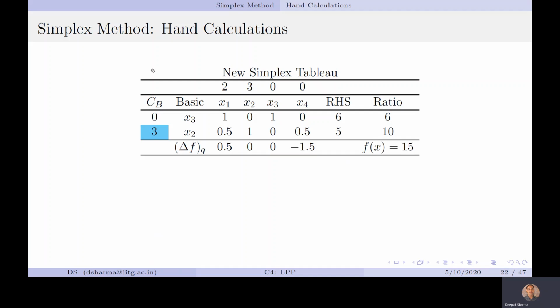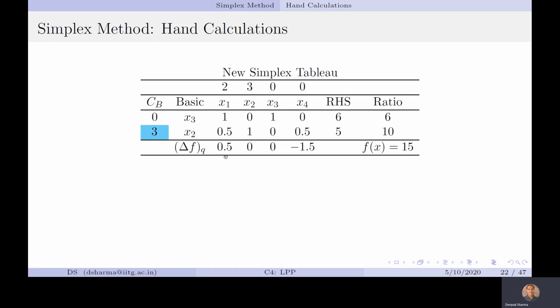Now, since we have performed the row Gauss-Jordan operations, we are at step 2 again, and this is the new simplex table. Now we know that in step 2, first we have to find the delta FQ values. So delta FQ values are written here. In this step, the two non-basic variables are x1 and x4. How would I know that? Since x2 and x3 are basic, the rest are non-basic, which are x1 and x4.